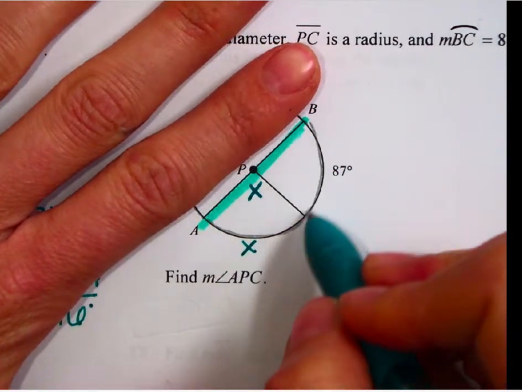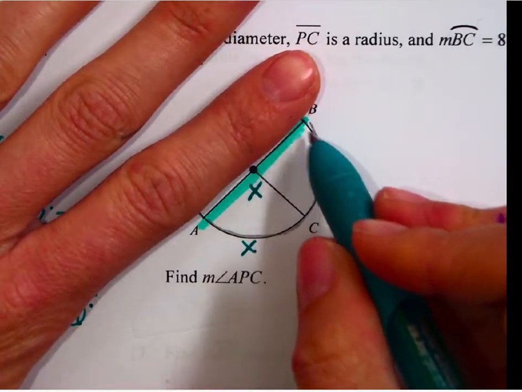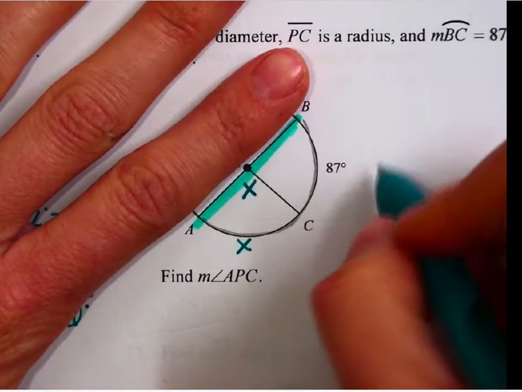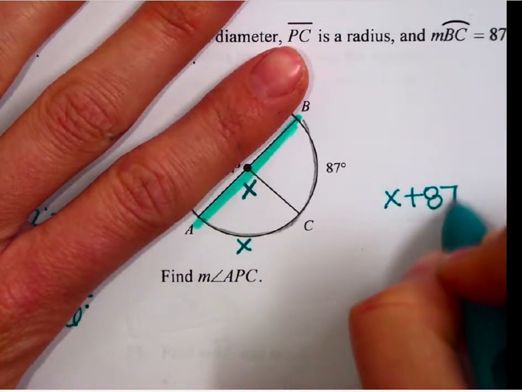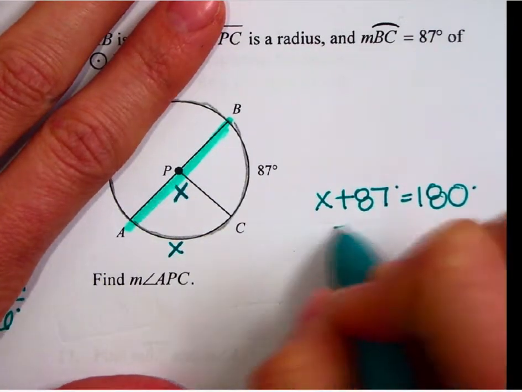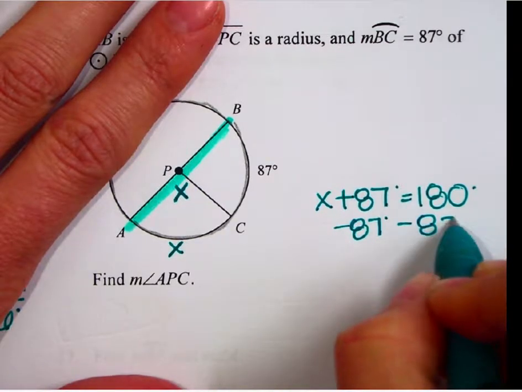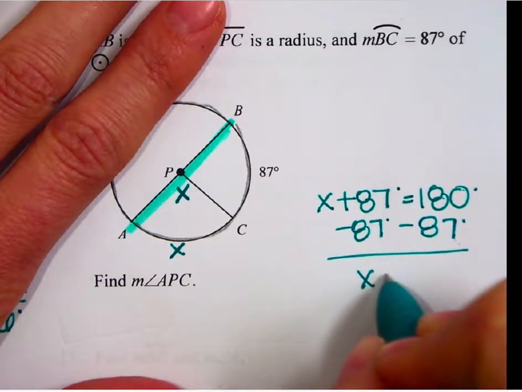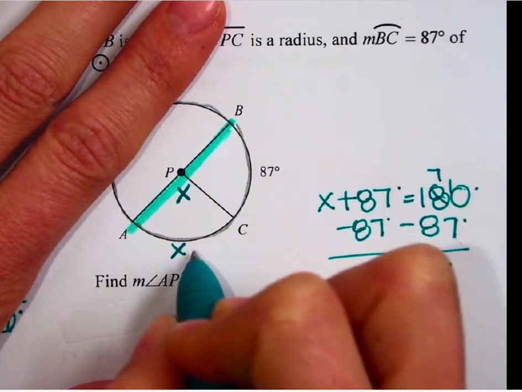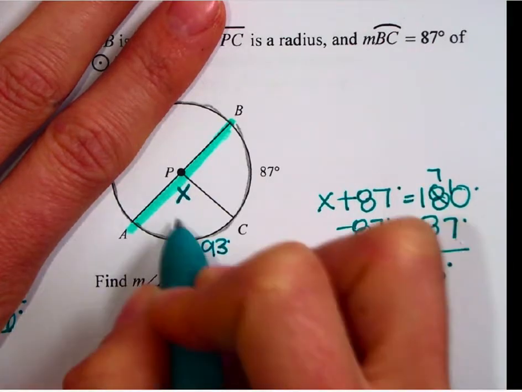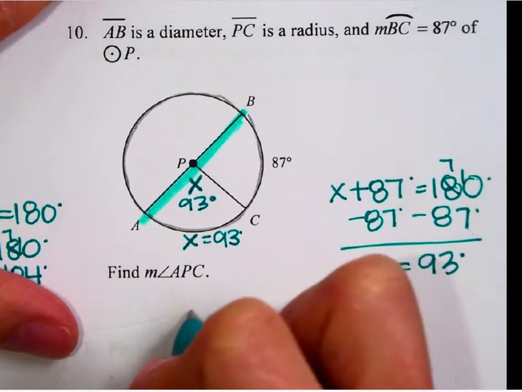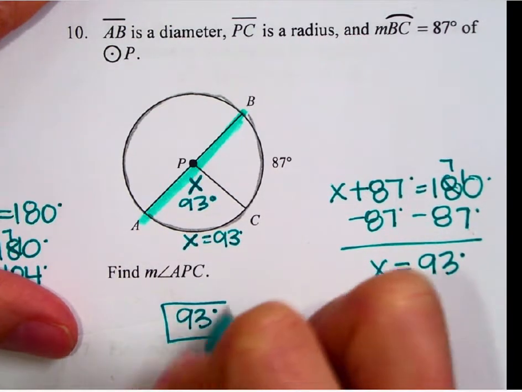I'm looking at this angle measure that's given to me, and I know that this unknown arc AC plus 87 make up half of the circle. So x plus 87 degrees will equal 180. Again, because that's half of the circle. So subtracting 87 will give me 93 degrees for x, which means 93 degrees for the measure of angle APC, 93 degrees.